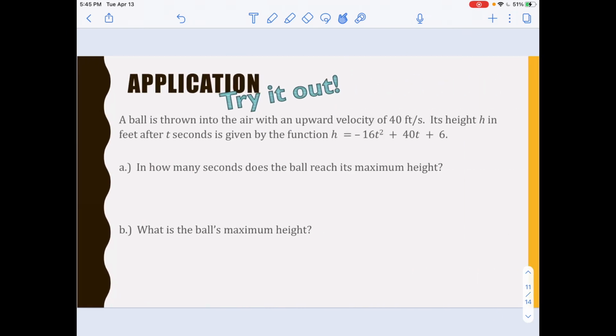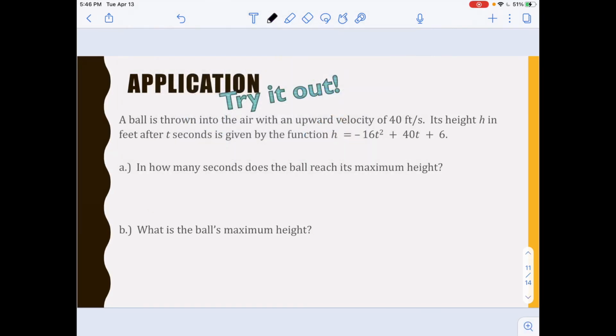All right, so finally, let's get to an application problem. We talked a lot about how a quadratic function looks, how do we identify a quadratic function, let's talk about how we apply it. So in this example, a ball is thrown into the air with an upward velocity of 40 feet per second. Its height h in feet after 10 seconds is given by the function h equals negative 16t squared plus 40t plus 6.